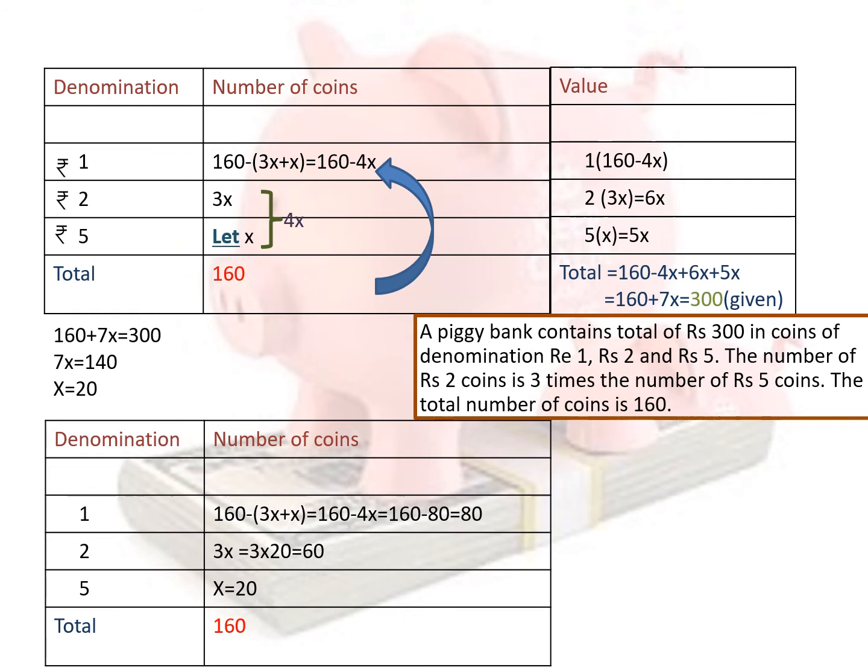And they were saying that in total we have rupees 300. That means all these entries of the table will add up to 300. So 160 plus 7x is equal to 300. Solving we get x is equal to 20. That means rupees 5 coins are 20 in number. Similarly we can find out rupees 2 coins, rupees 1 coins, and we can cross check also that these are coming to 160. So now we have got the number of coins of different denominations.